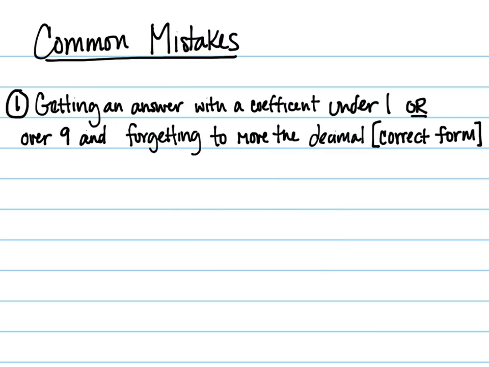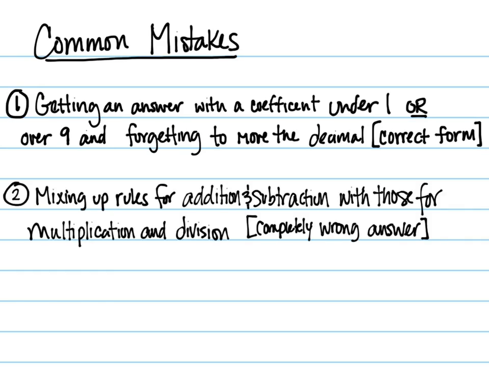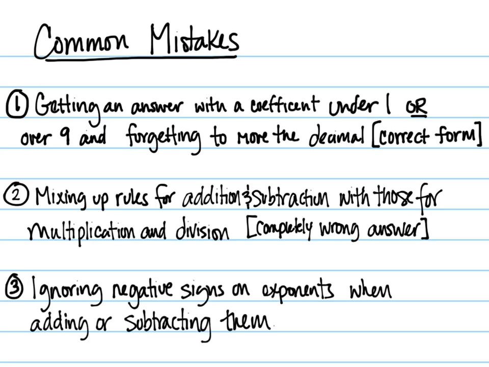Okay. What are the common mistakes that students make? Well, the first one is getting an answer with a coefficient under 1 or over 9 and forgetting to move the decimal. This doesn't mean you can't do the math, but it does mean you're not putting things in the correct form for scientific notation. And that form is actually important. Mixing up the rules for addition and subtraction with those for multiplication and division. Now this will get you a completely wrong answer. And the last common mistake that I tend to see is people ignoring the negative signs on exponents when adding or subtracting them. That's why I write my negative very prominently.